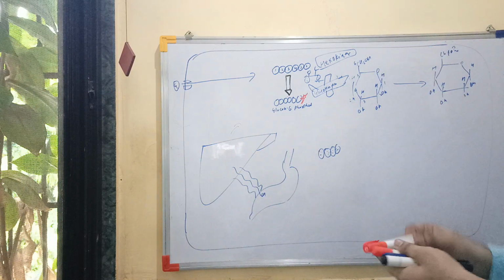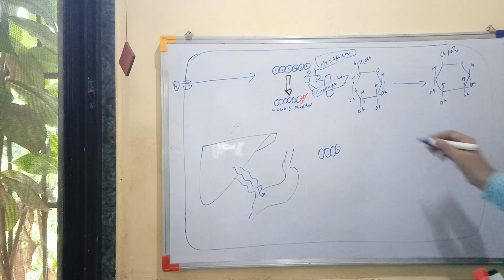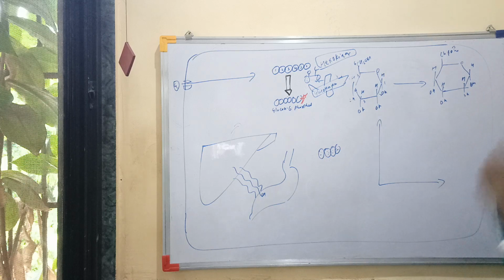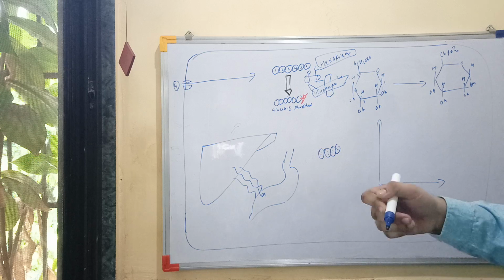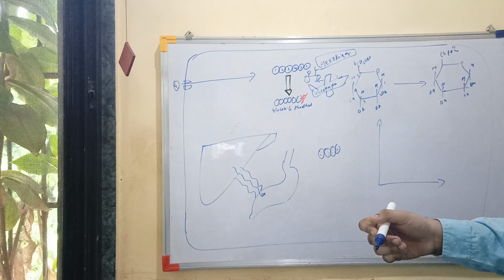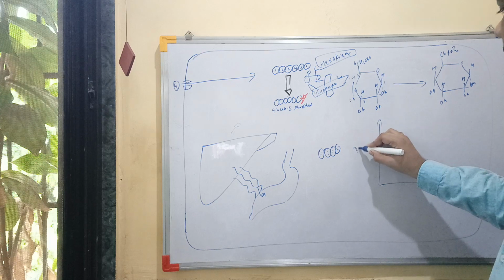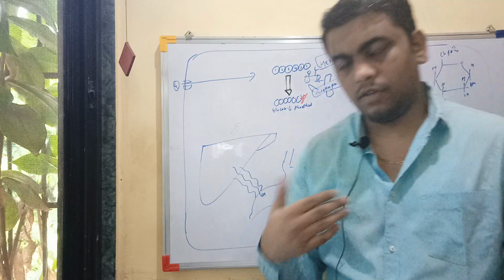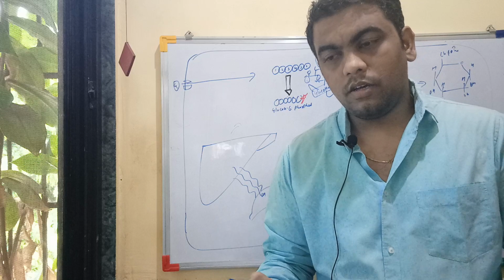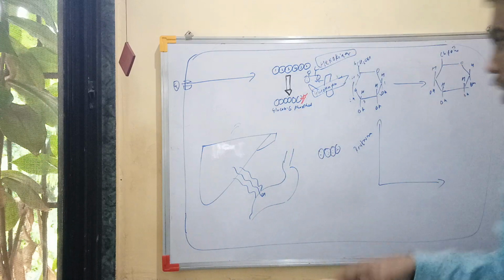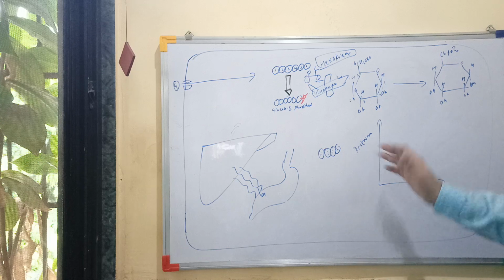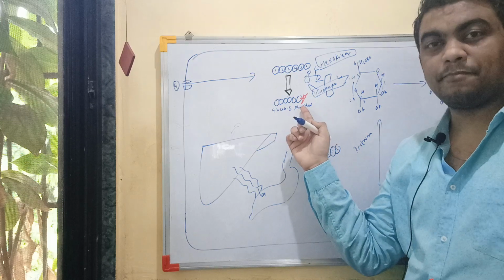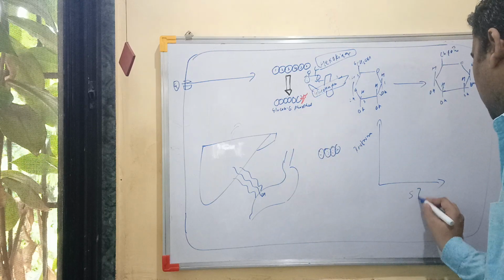If you draw a graph of both, let's say this is the graph, and here you have performance. Performance means you can also call it the rate of making product, or the velocity. So this is the performance of this enzyme, and this is the concentration of glucose. Glucose is the substrate for this enzyme, so this is the substrate concentration.